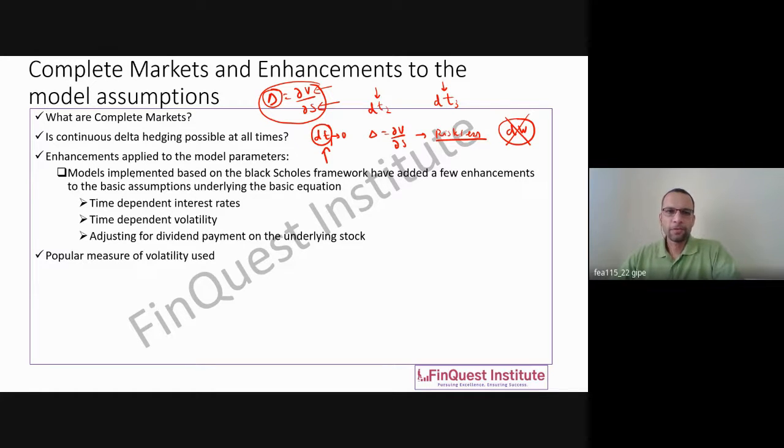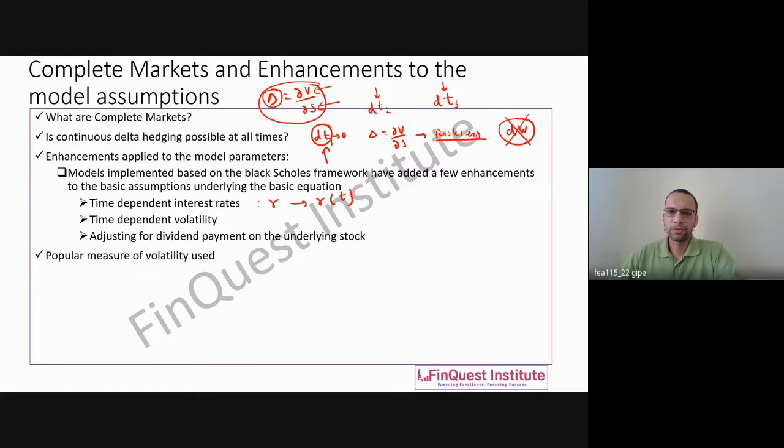Now, talking of a couple of enhancements applied to the model parameters. A few things which we have seen in the Black-Scholes model may not appear very realistic. So the market has applied a few enhancements on top of this. One of them is time dependency of interest rates. That is, rather than having a constant value of r, we would switch to r of small t. This is what we call a time dependent interest rate.